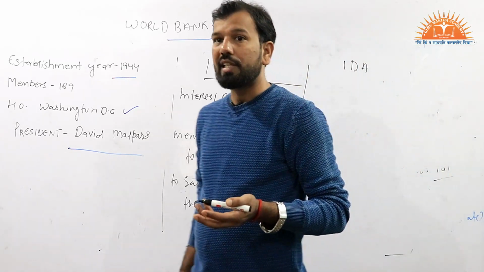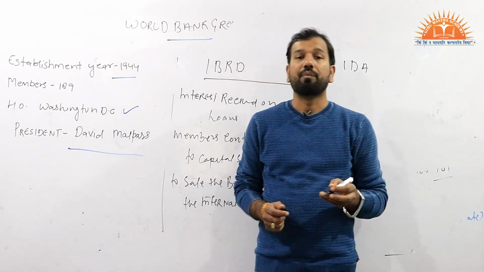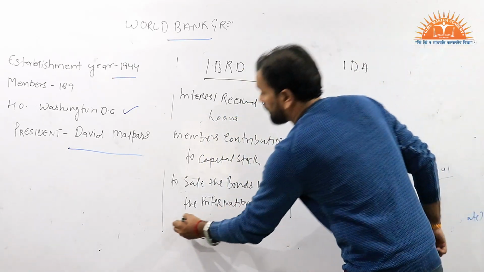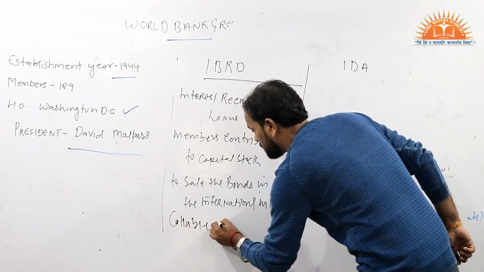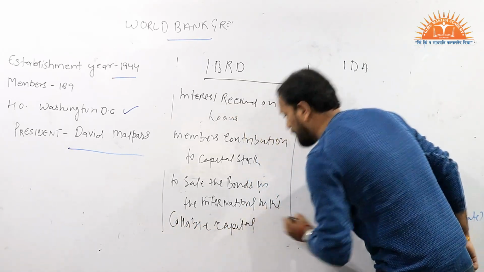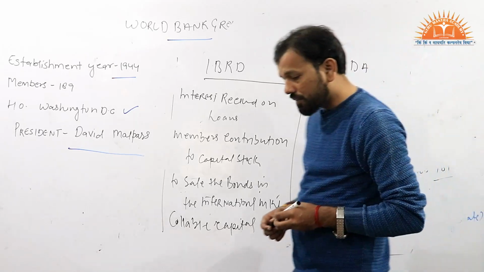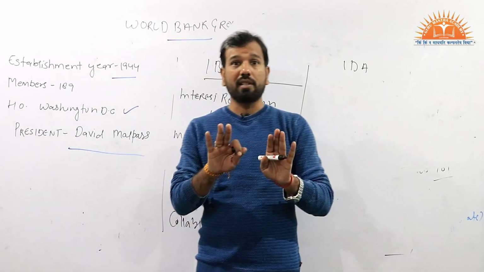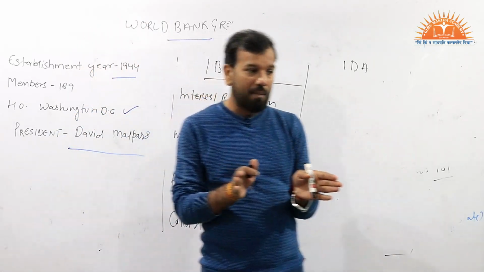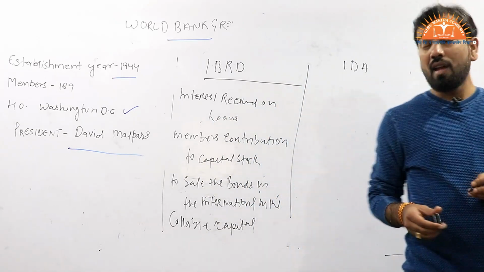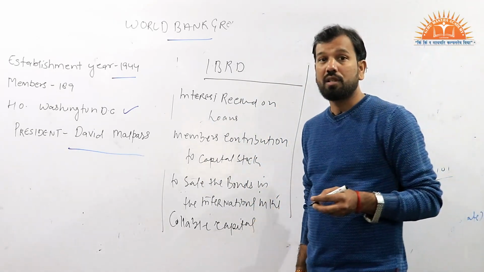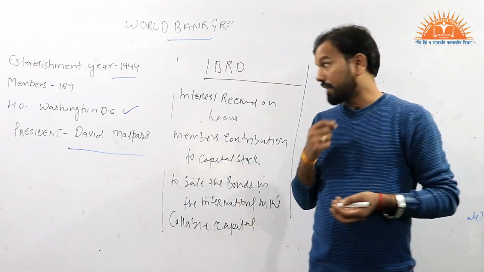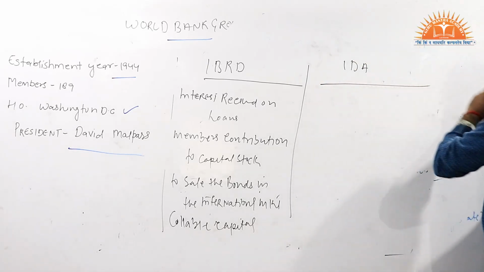Just to increase the fund, they also sell some bonds and debentures in the international market. Fourth is called callable capital. Callable capital means whatever capital they are raising from the shareholders, they keep that capital as a reserve, and whenever member countries require loans, they provide some money from that capital. Now, how does the IDA get its money?